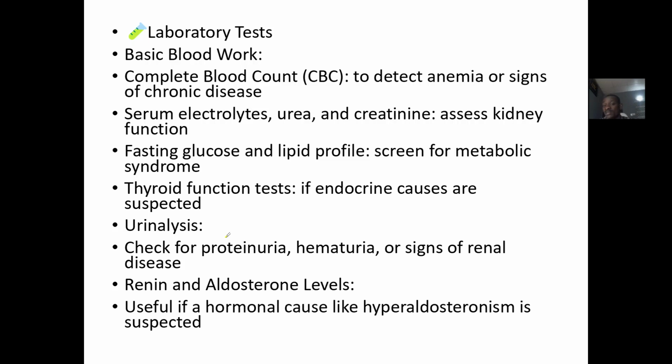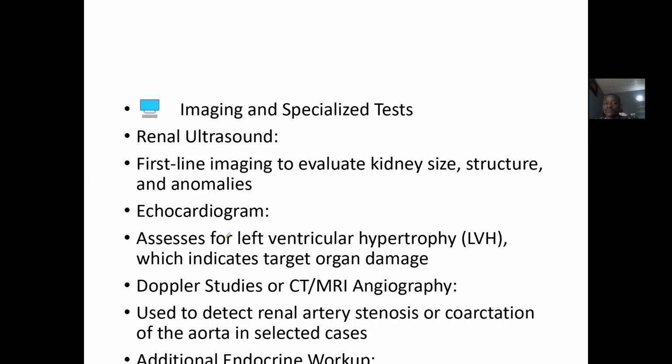You want to detect anemia. Serum electrolytes, you want to see how the electrolytes are balanced. Thyroid function test, you want to make sure that there's no hyperthyroidism, okay? Then you do urinalysis to check if there's protein in the urine, hematuria to check if there's blood in the urine, and the rest of them. Then also renin and aldosterone levels, okay?